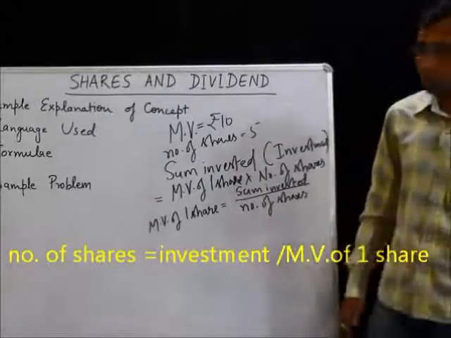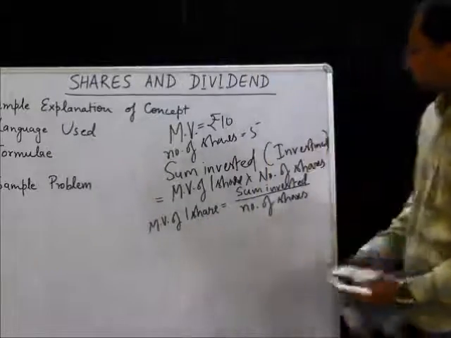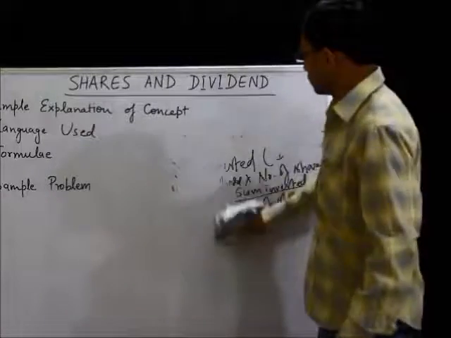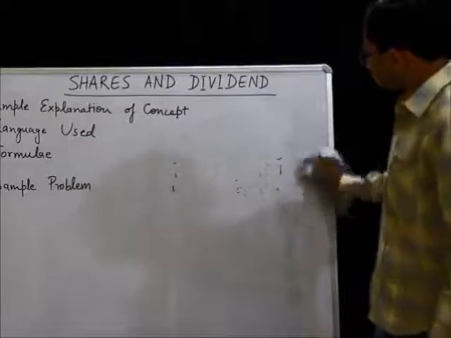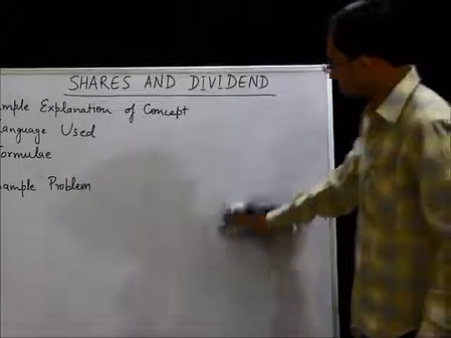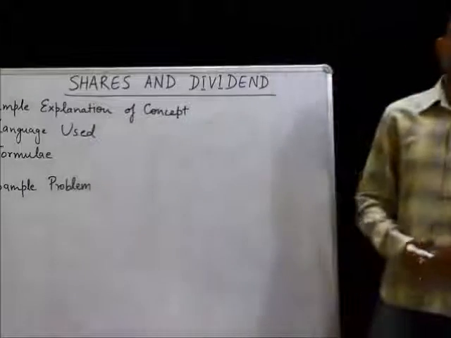Now let us come to the second formula. We already know this formula, we already learned this formula. So now let us come to the second formula. The second formula is for income. I have already explained to you the concept of dividend. That dividend will be nothing but income of a person.